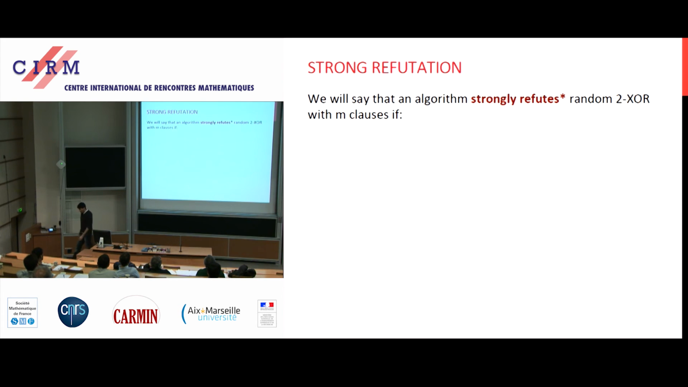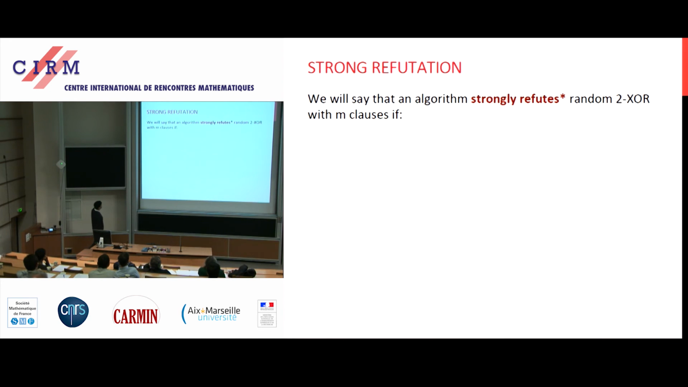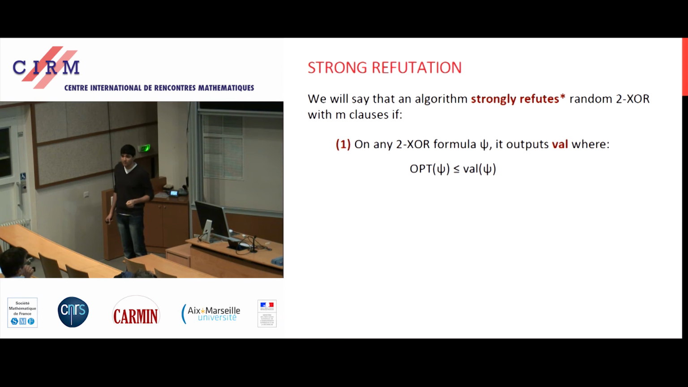And there's a problem studied within theory called strong refutation. So now I'm going to make a little more precise what I mean by refutation. We're going to say that an algorithm strongly refutes random 2 XOR with M clauses if the following is true. If you give me any 2 XOR formula, psi, then my algorithm is going to output a quantity, value of psi. It takes the formula and computes something, and it has the property that value of psi is always an upper bound for opt of psi, the largest fraction of clauses you can satisfy in that formula.